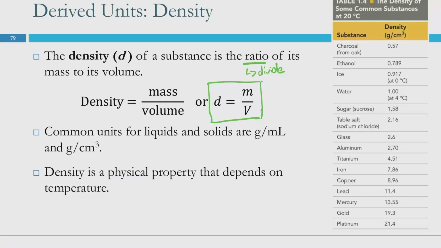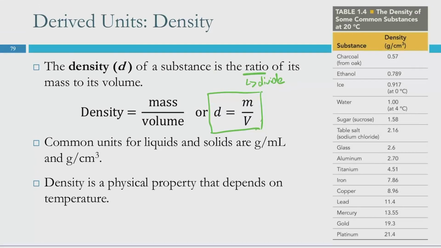Density is a physical property. It does depend on temperature. As you heat things up, maybe you know this, when you heat stuff up, it expands slightly. When you cool things down, it compresses slightly. So density depends a little bit on temperature. Generally, we're not going to be concerned with changes in density.